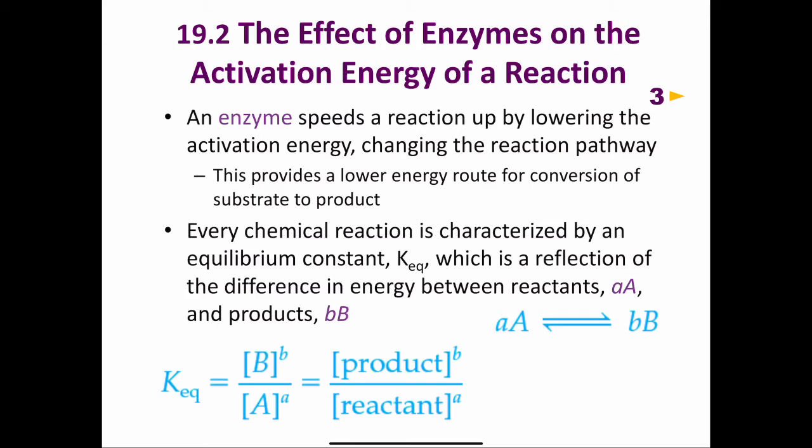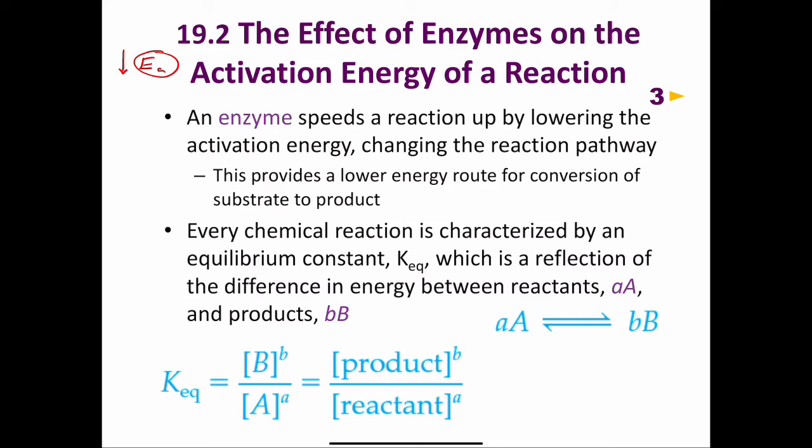Section 19.2 deals with the effect of enzymes on the activation energy of a reaction. So activation energy, we symbolize this as EA. And the way that an enzyme affects activation energy is that an enzyme speeds up a reaction by lowering the activation energy. So we're going to see a decrease in activation energy in an enzyme catalyzed reaction. And the way that it does that is by changing the reaction pathway, which provides a lower energy route for conversion of substrate to product.